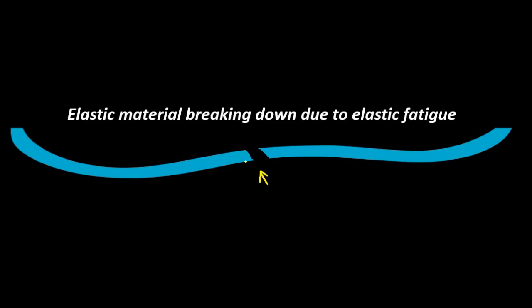Because of alternate stresses resulting in alternate strains in opposite directions, this is called elastic fatigue. Because stress is applied in opposite directions repeatedly, strain is also produced in opposite directions. This repeated application of stress results in the loss of strength of the material and it breaks down. This is called elastic fatigue.